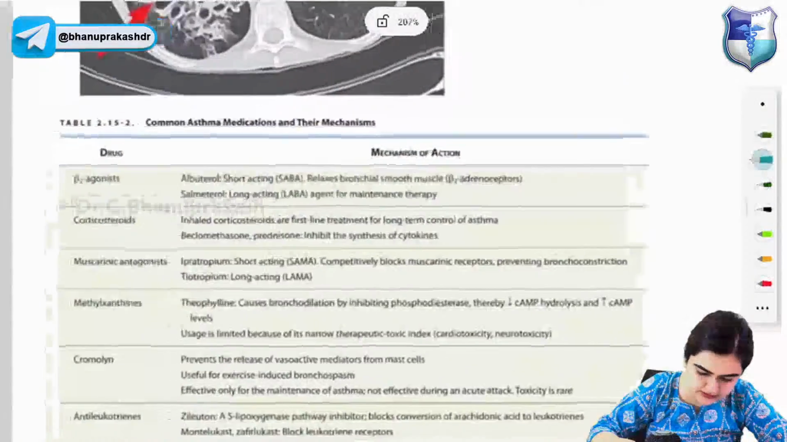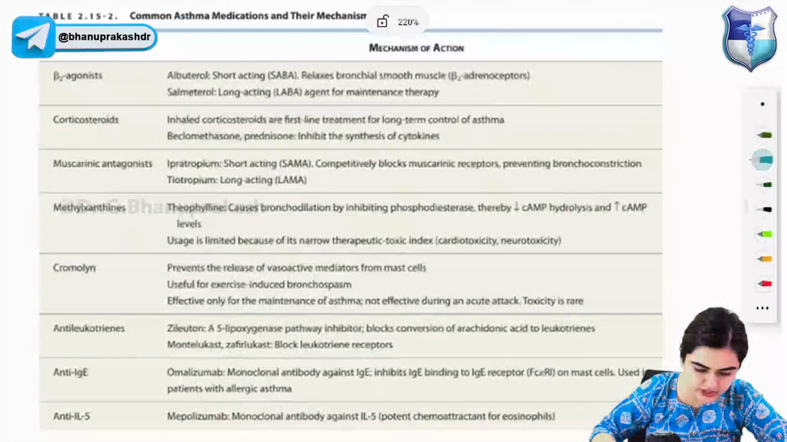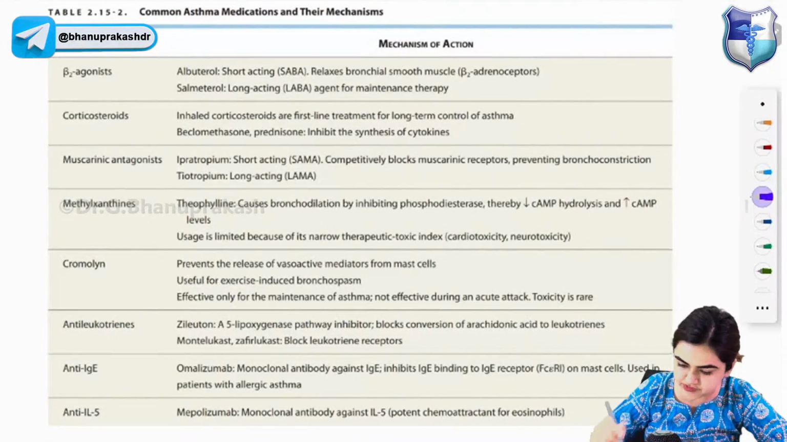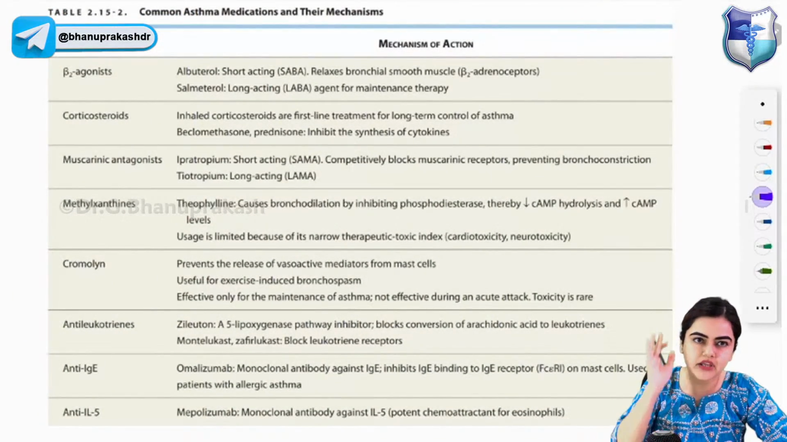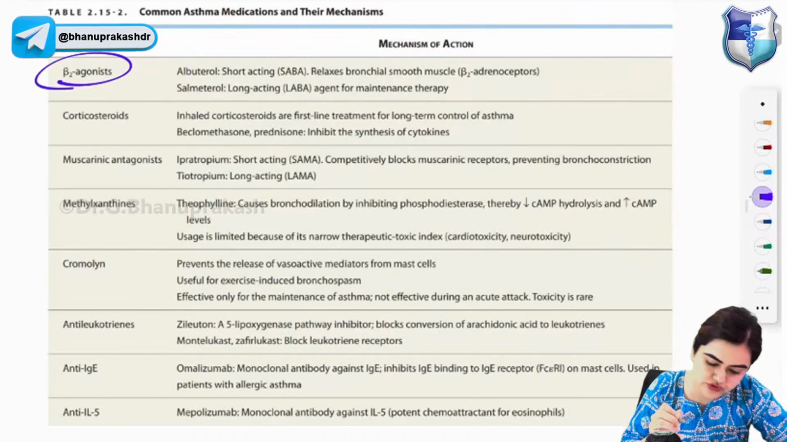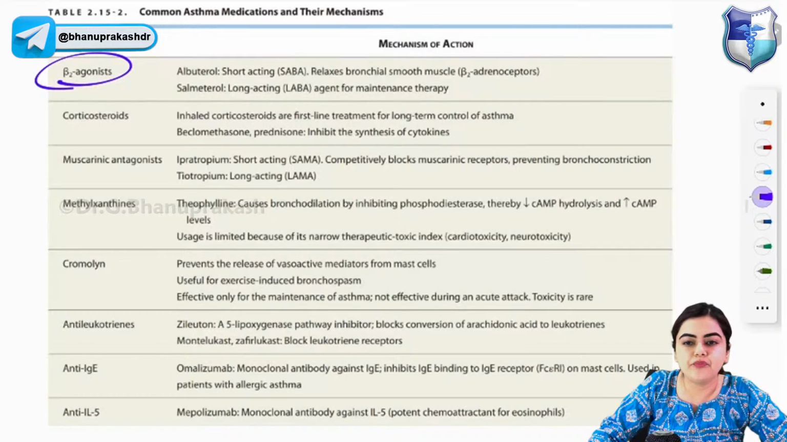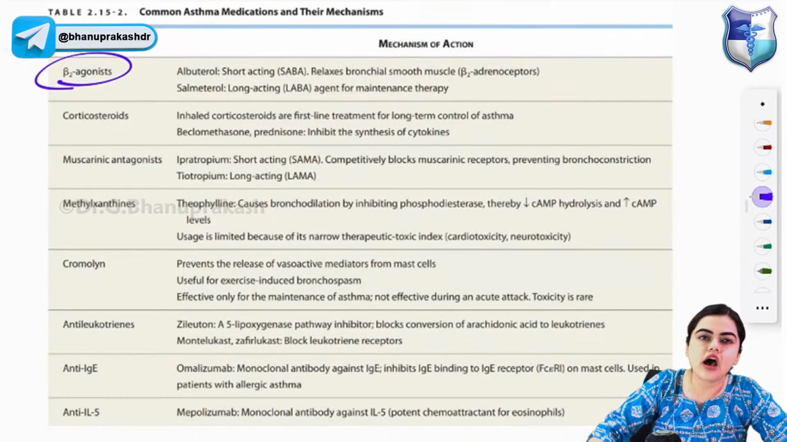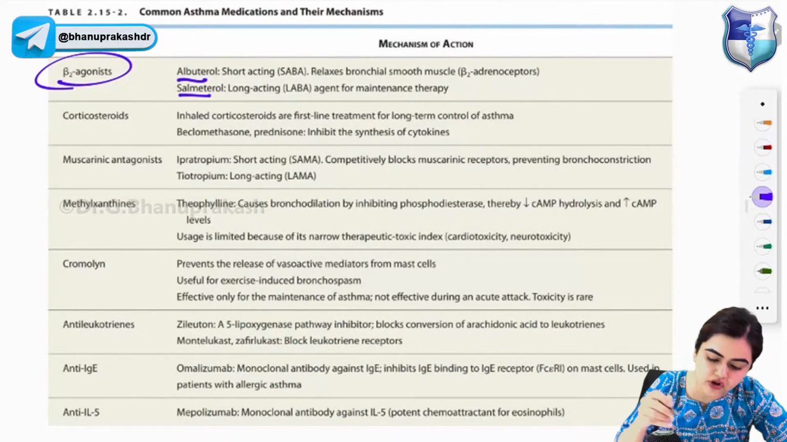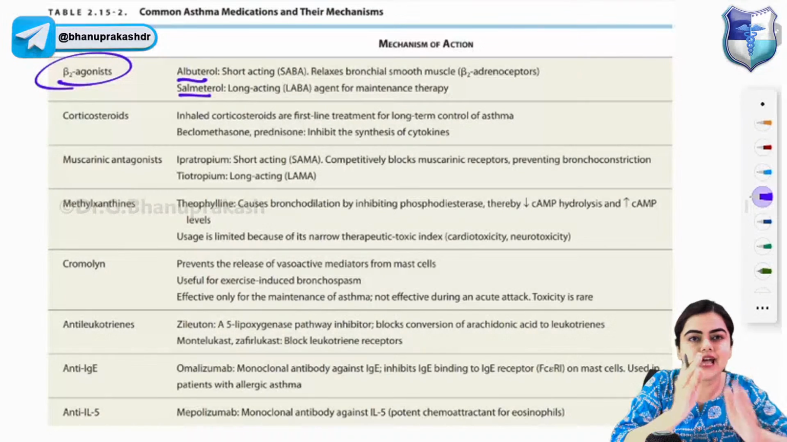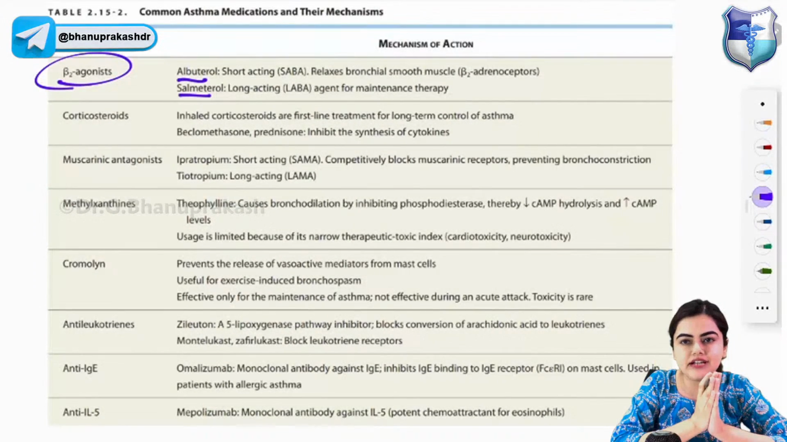Okay. This is a table, very important in order to remember the different drugs which are used in asthma. Please revise with me. Beta 2 agonists are used in asthma. Beta 2 agonists which are used in asthma are albuterol and salmeterol. What will beta 2 agonists do? They will dilate the airway. Beta 2 agonist will cause bronchodilation.